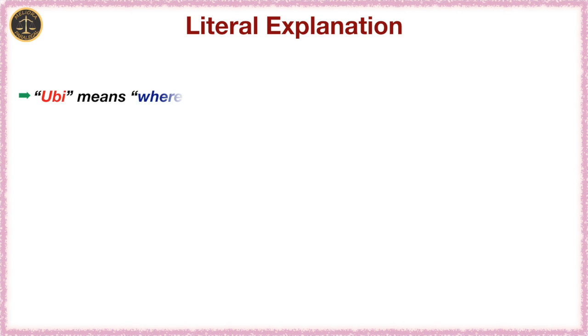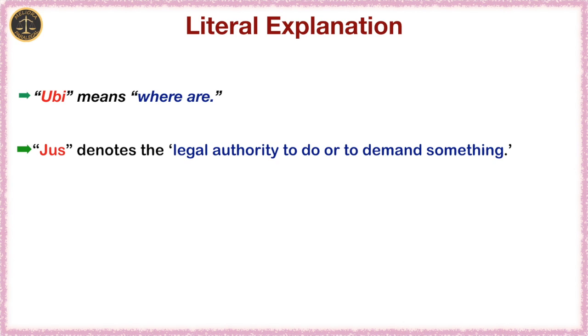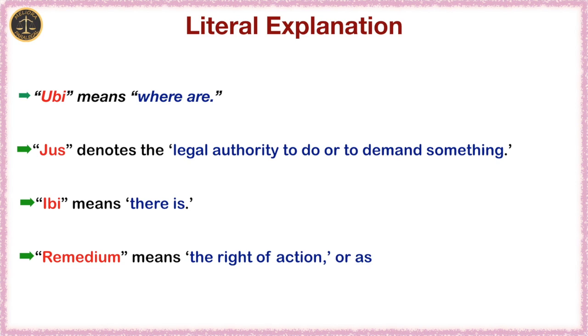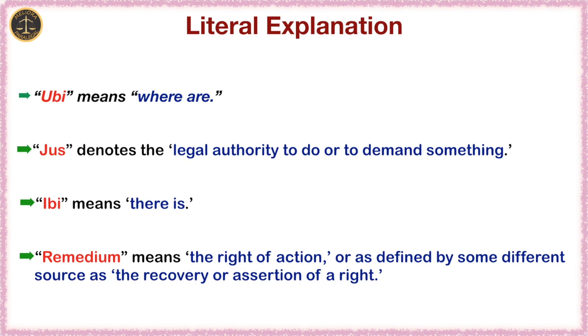Next, that is the literal explanation. Ubi means where. Jus denotes the legal authority to do or to demand something. Ibi means there is. Remedium means the right of action, or as defined by some different sources, the recovery or assertion of a right.